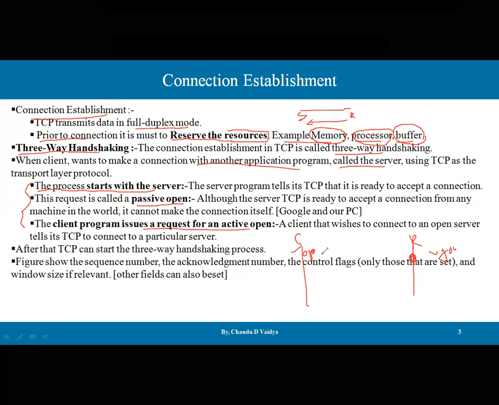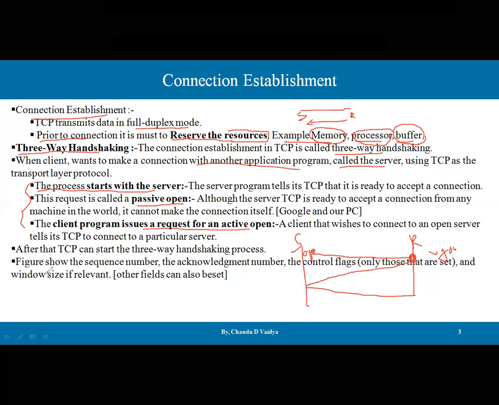If the client wants to take the services of the server, then it sends the request. Then the server gives a reply, and again the acknowledgement is sent. And this is the three-way handshake: request, response, then acknowledgement. This is the three-way handshake.